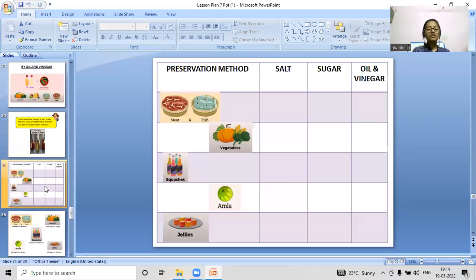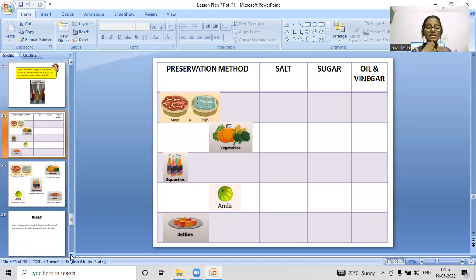Now coming to the evaluation part. These are the different foods and you have to mention which preservative is used for which food. For meat and fish, you can write in the chat box which preservative is used. Yes, very good. Salt is used. And for vegetables, which preservative method is used? Yes, vinegar and oil. Very good. And for squashes, sugar is used. Yes, very good. And for amla, which is used? Salt. Okay. And for jellies, again, sugar. So yes, you all answered correctly. Now we will move on ahead and see some more.